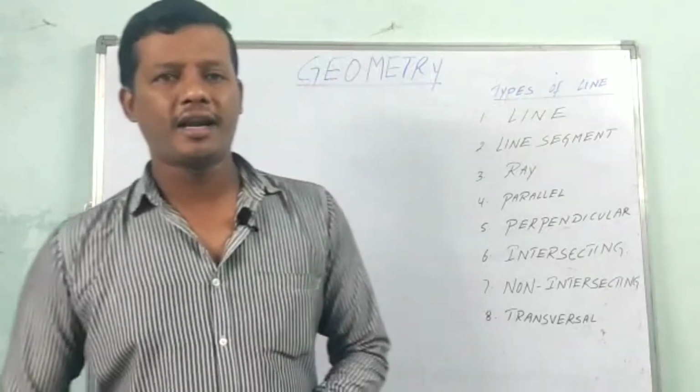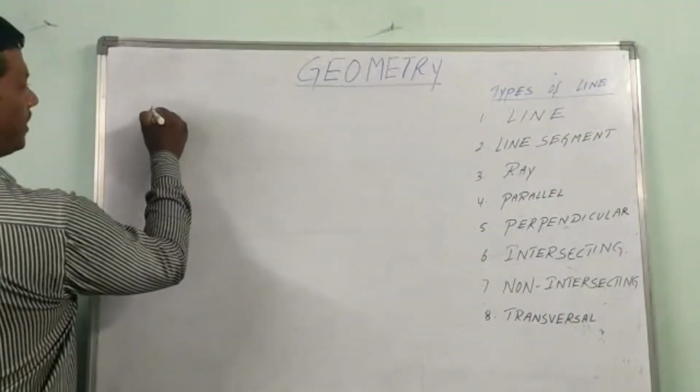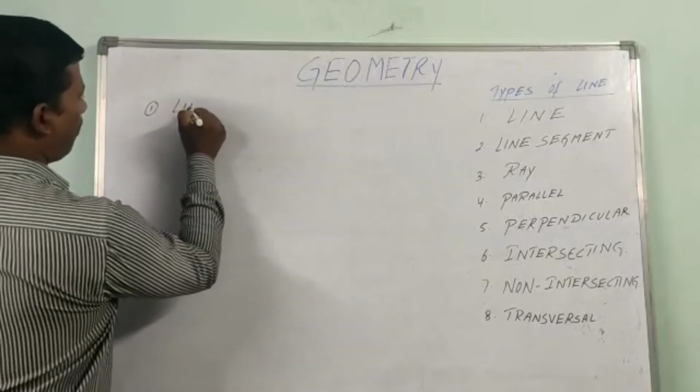Types of different lines in geometry. The first one is line. What is line?